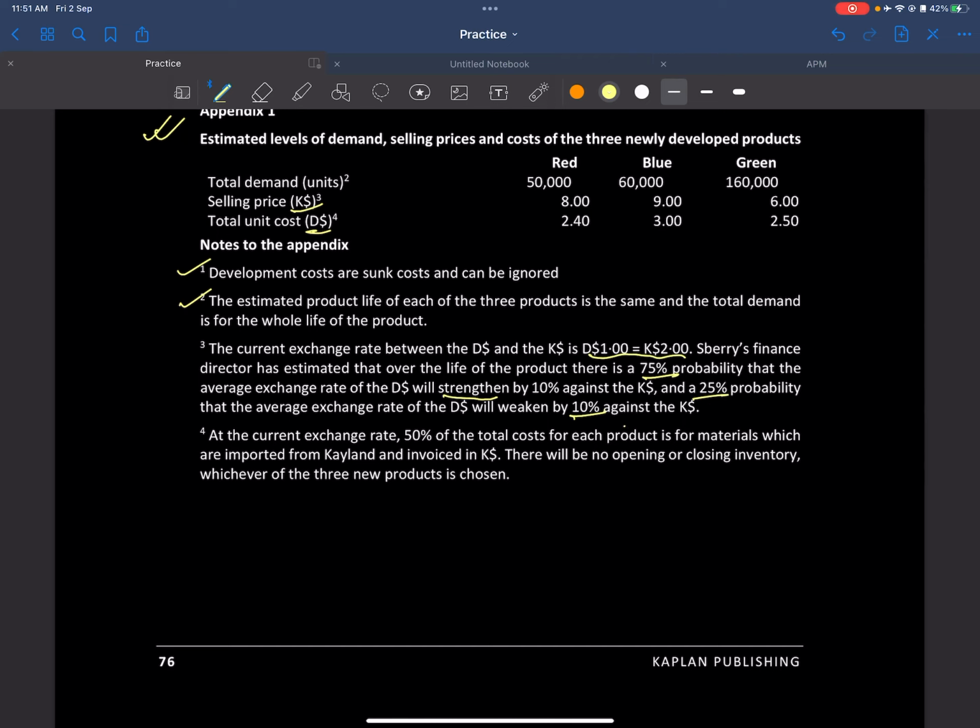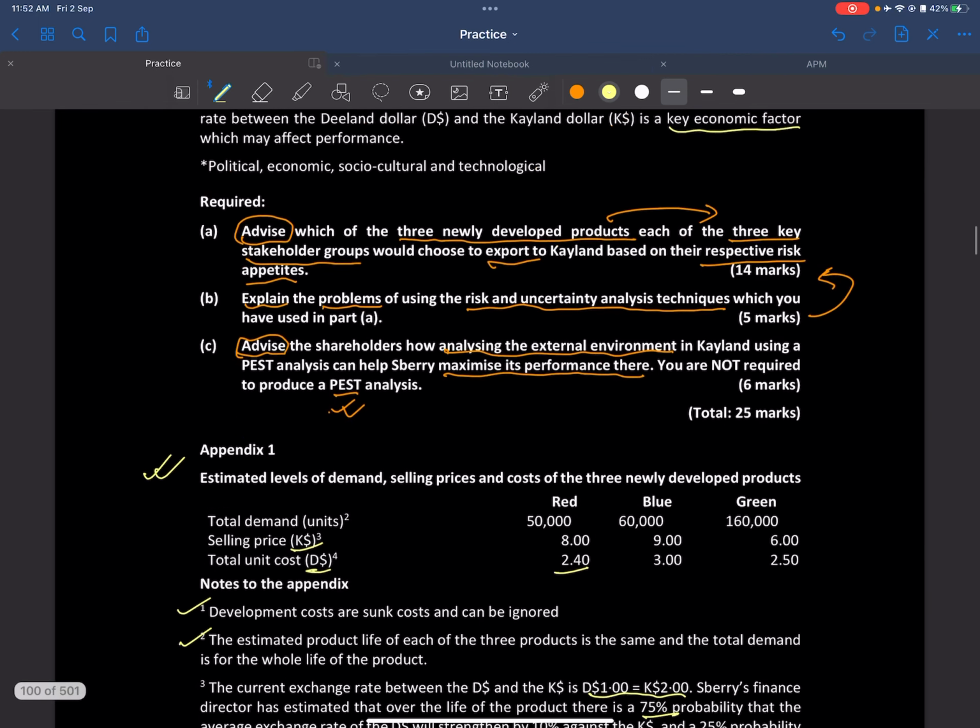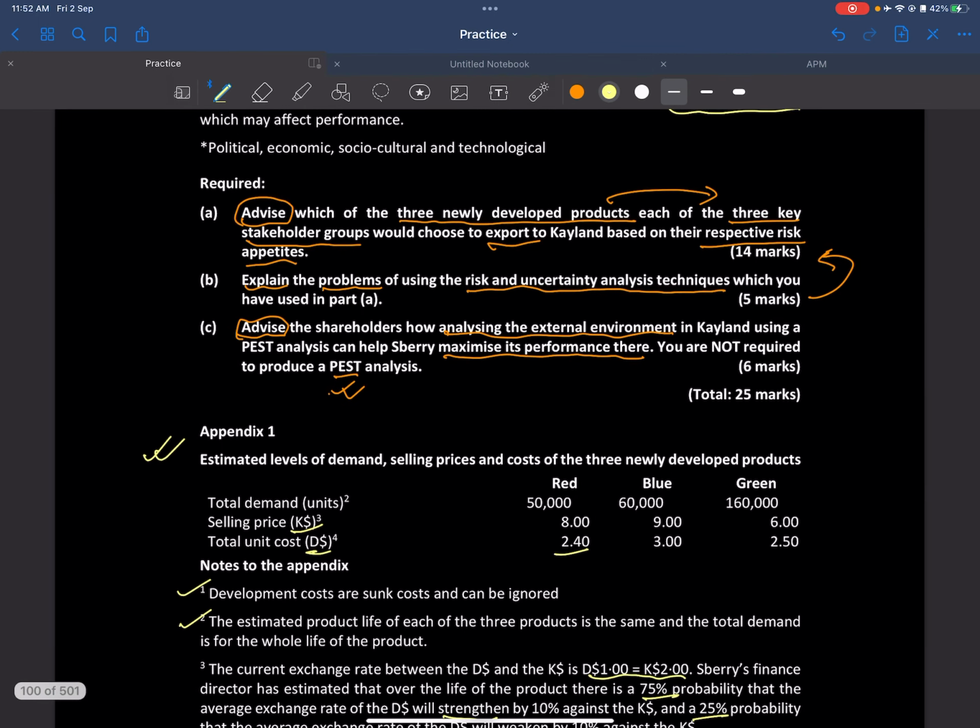So at the exchange rate, 50% of the total cost for each product is imported from K-land, invoiced in K dollar. How will that impact us? Basically, when the rate changes, this will also change. The ratio or the proportion of it will change, let's just say that. Right, so let's do the calculations.